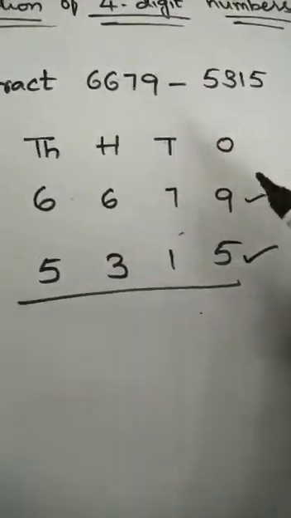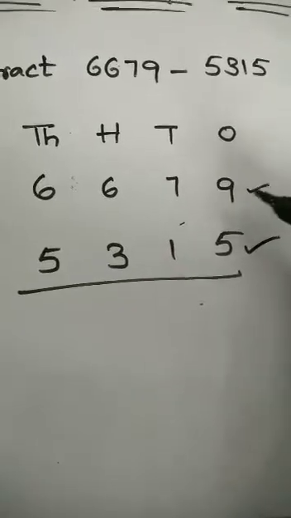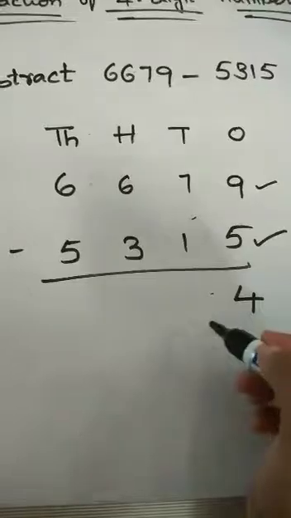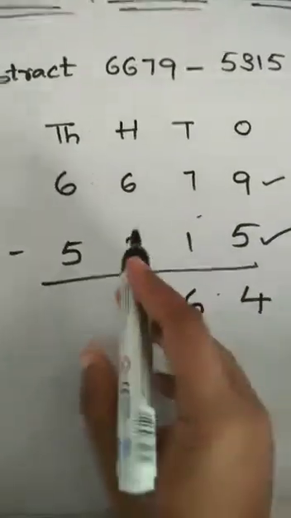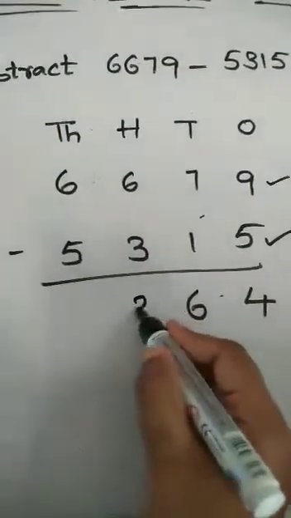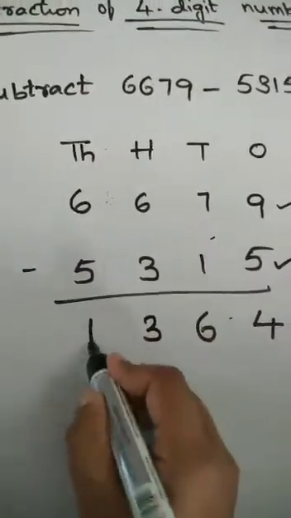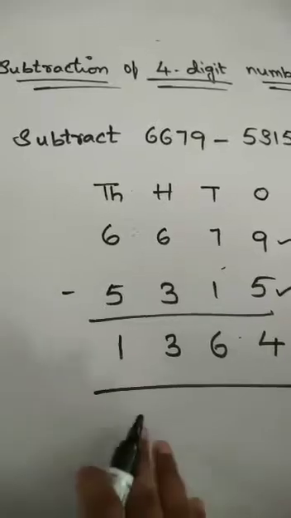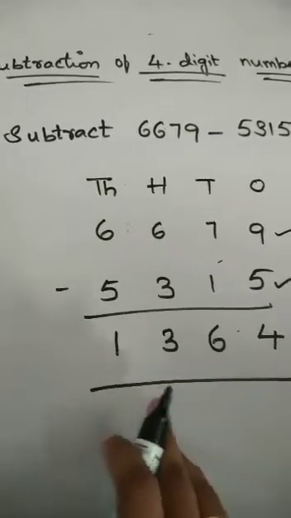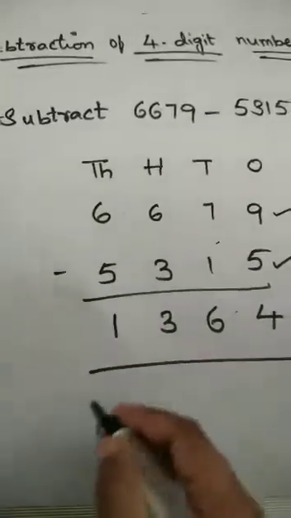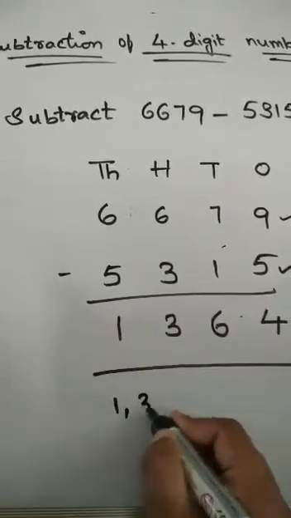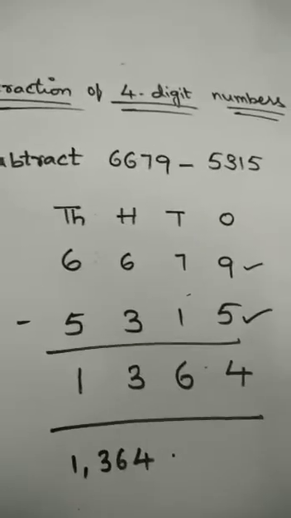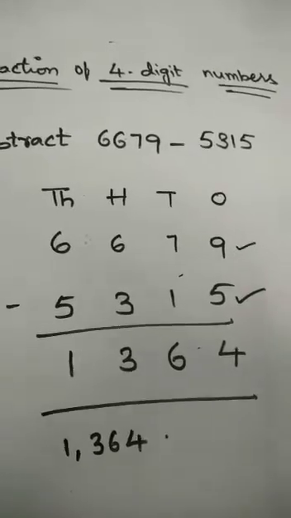We should always subtract from ones. 9 minus 5, 4. 7 minus 1, 6. 6 minus 3, 3. 6 minus 5, 1. So the answer of this subtraction of 4-digit numbers is 1364. So this is subtraction of 4-digit numbers without borrowing.